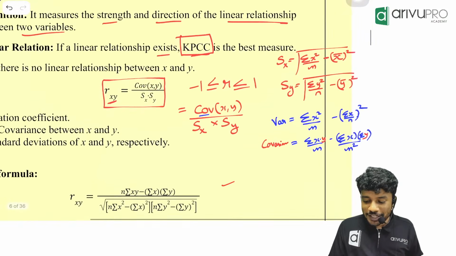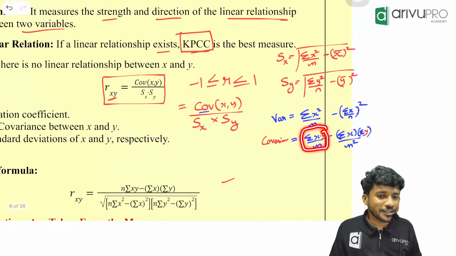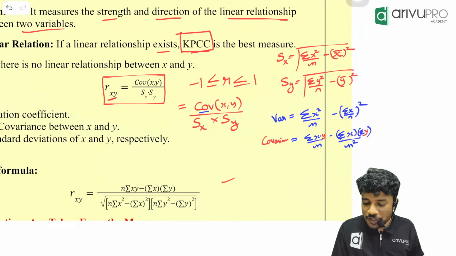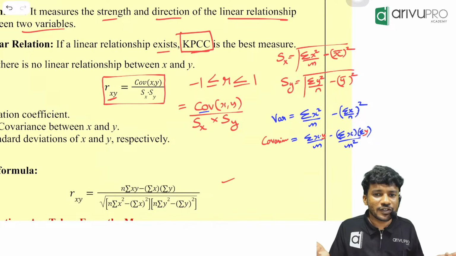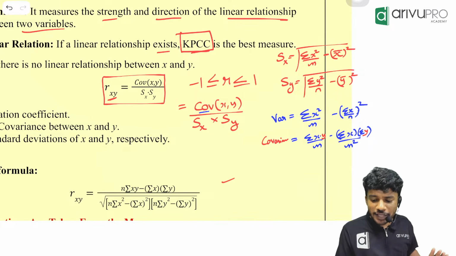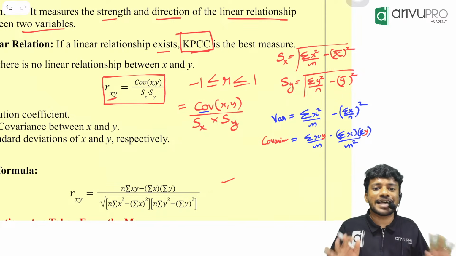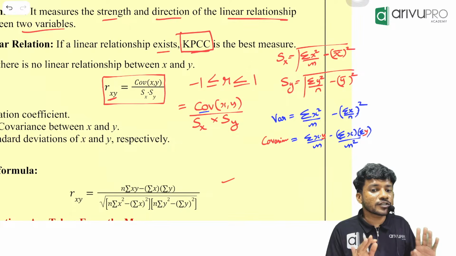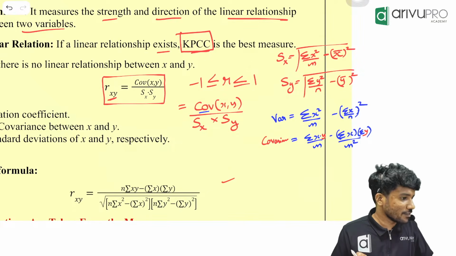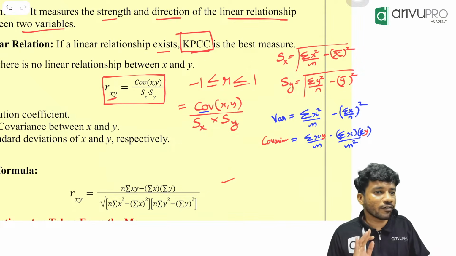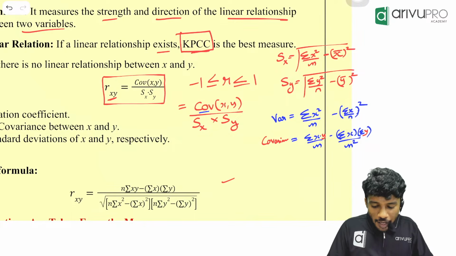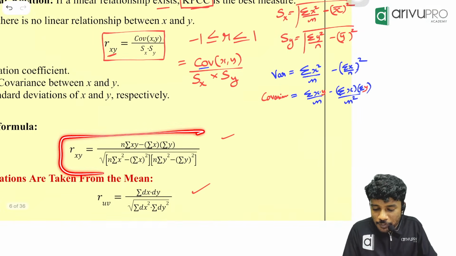Covariance we know: instead of this, we will write sigma xy divided by n minus sigma x sigma y divided by n square. Then standard deviation of x we know. Whichever formula you are comfortable with, use that. Standard deviation of y we know. Whichever formula you are comfortable with, put that. That way you find them individually and solve the question. That is the best way. Otherwise, it will be a problem for everyone. Understood? That's how this formula came into the picture.